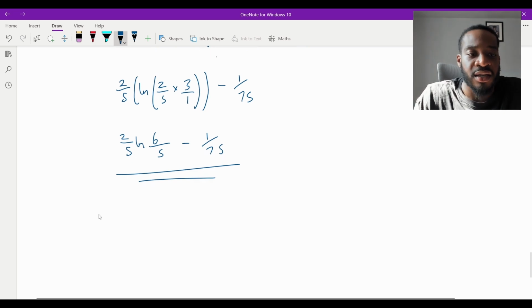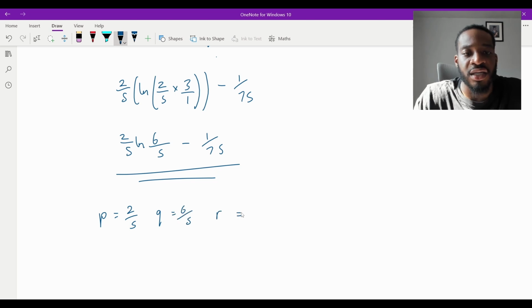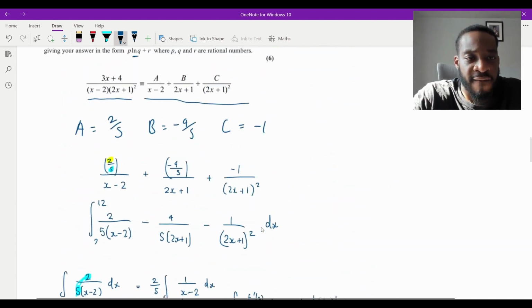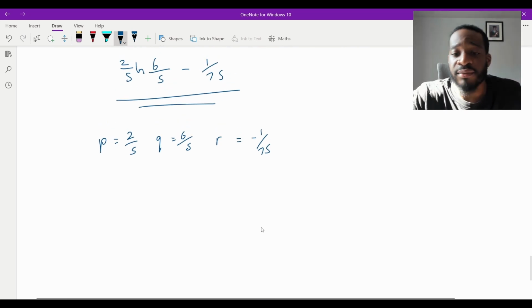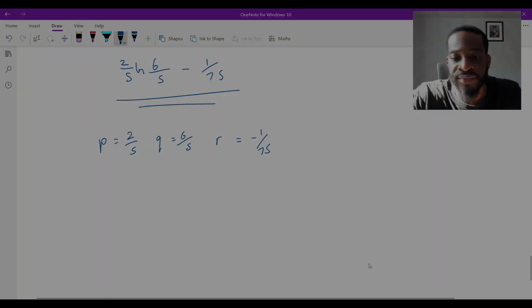So P is going to equal 2/5. Q is going to equal 6/5. And R is going to equal minus 1 over 75, isn't it? Because they wanted, did they put as plus? Yeah, perfect. Perfect. And yeah, that's it. Quite lengthy, but yeah, finished.